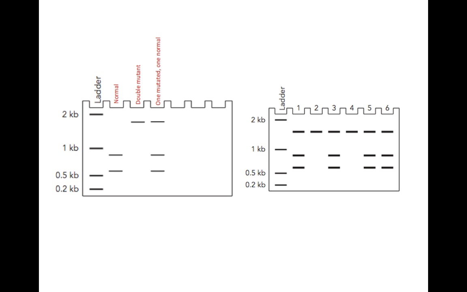Embryos 2 and 4 have only one band, indicating two mutated copies, as we laid out earlier, and embryos 1, 3, 5, and 6 all have three bands that indicate that they have a single mutated copy and a single normal copy. Because in this instance, even a single mutated copy is enough to cause the disease, none of these embryos is going to be free of the disease.